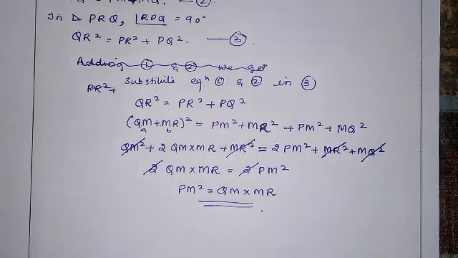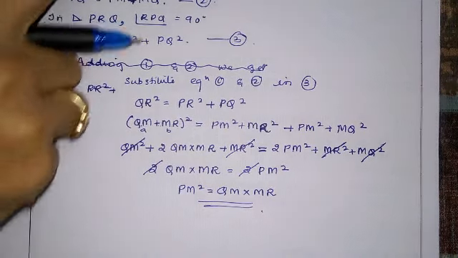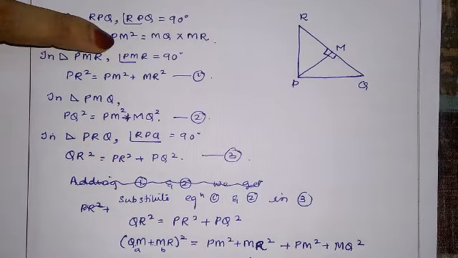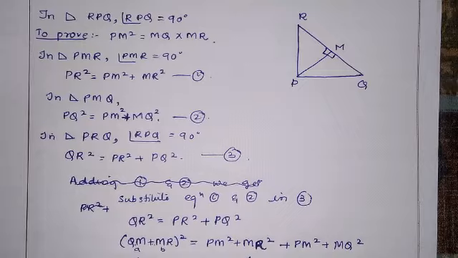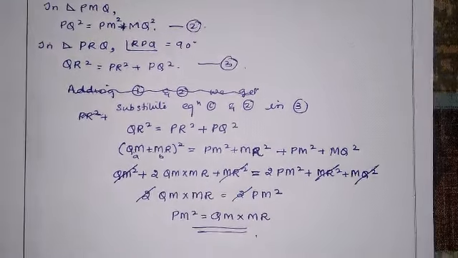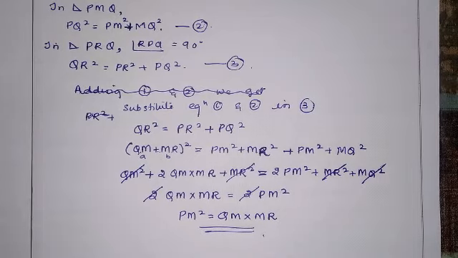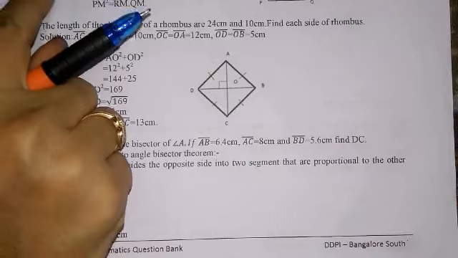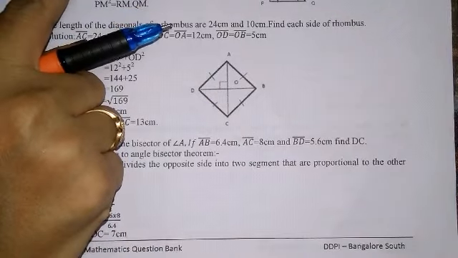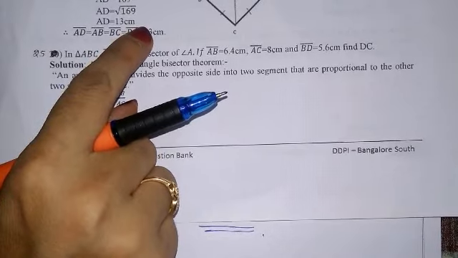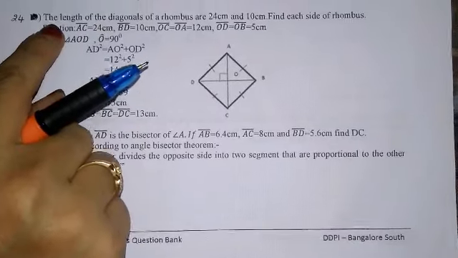This we have to prove, and we proved the same thing. PM square is equal to QM into MR. So we got the answer. Now let us see the next question. PQR is a right angle triangle. This we completed, right? Now a different one.